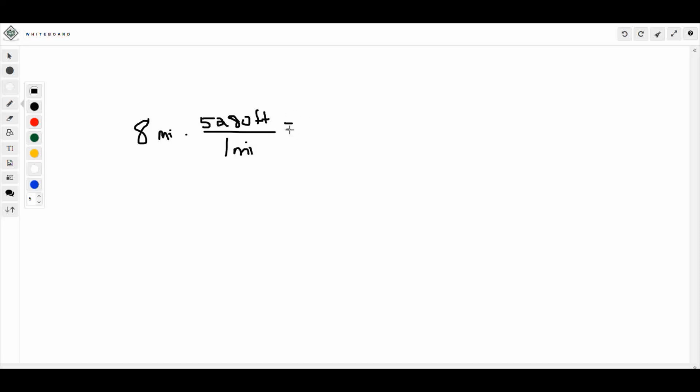Okay, now this is what we're doing today. We're taking the number we want to change, and then you're going to multiply it by the conversion ratio. Okay, so remember yesterday we were doing 12 inches over 1 foot.